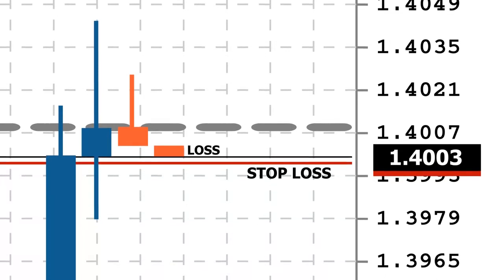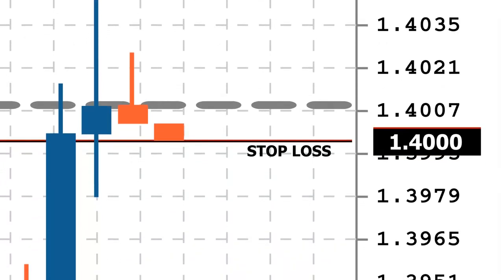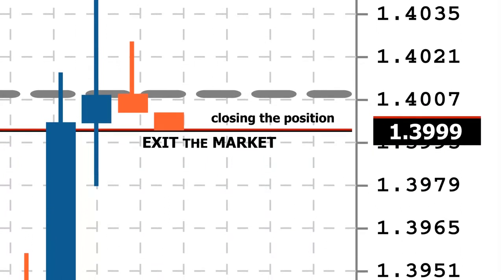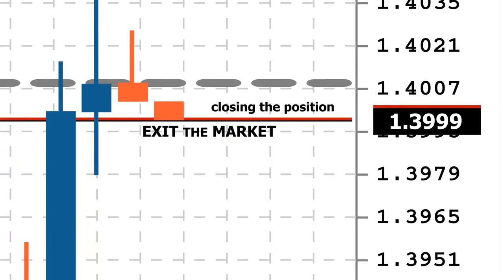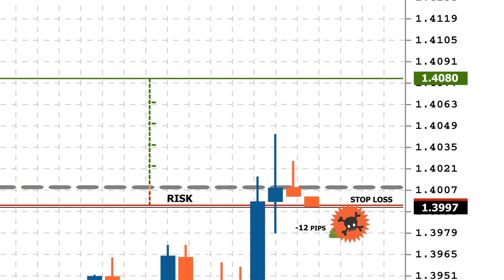At this price, you can let your trading platform close the trade automatically when it reaches the stop loss and exit the market, closing your position. You are out. You lost 12 pips, but not too much thanks to having a well-set stop loss, a reasonable risk-to-reward ratio, and above all, following your common sense.